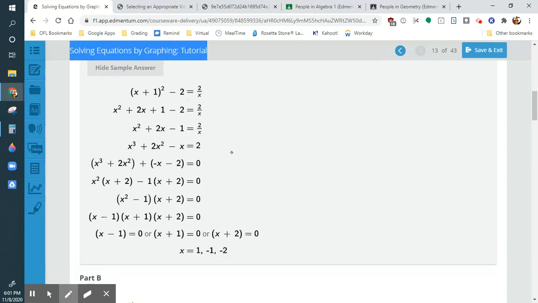So what they're doing here, first of all, they're expanding this. So this gets expanded to this. From there, they multiply everything by x. They're just not explaining it. I feel like Edmentum does all these complicated things and then forgets to explain it. And then they're moving over this negative 2 over here.